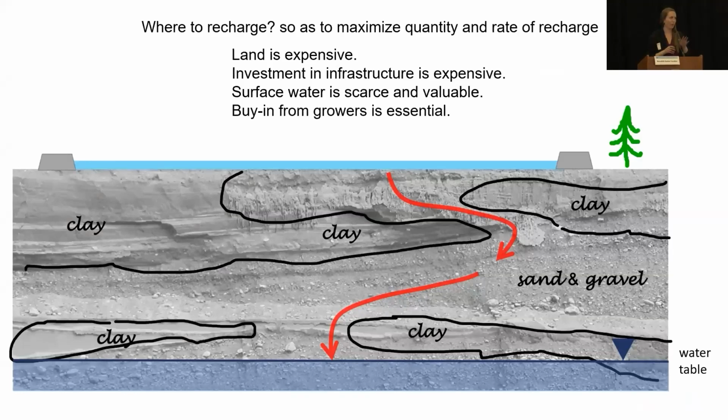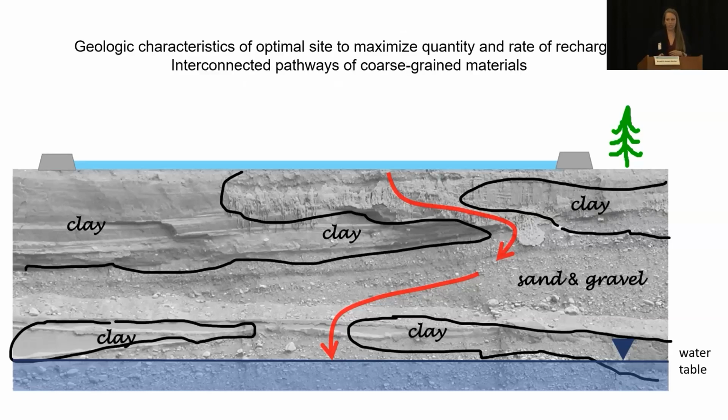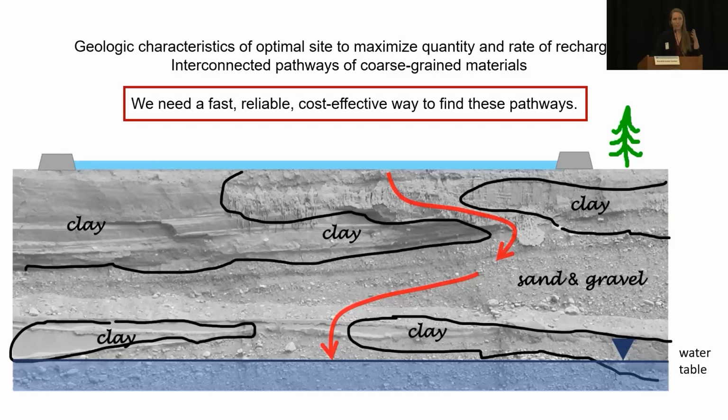So again, we're zeroing in on one specific question. We've heard a lot about all the different things you need to consider with where to do recharge. I am just going to be talking about where on the ground surface we are able to find sites that can maximize the quantity and rate because of the geology of that site. So what we're looking for are sites that have interconnected pathways through coarse-grained material from the surface down to the water table. And what we really want is a fast, reliable way to evaluate sites for this property.